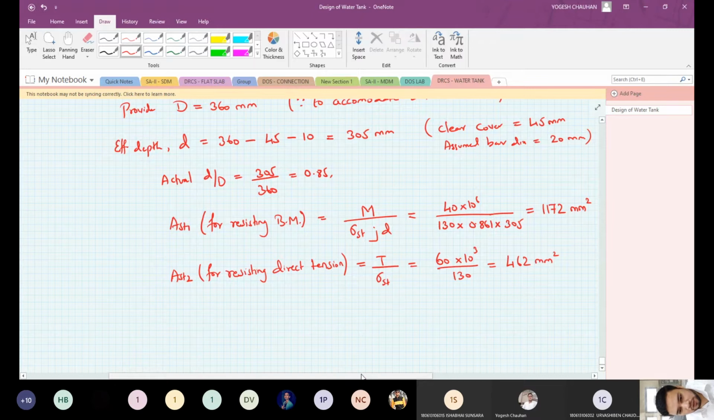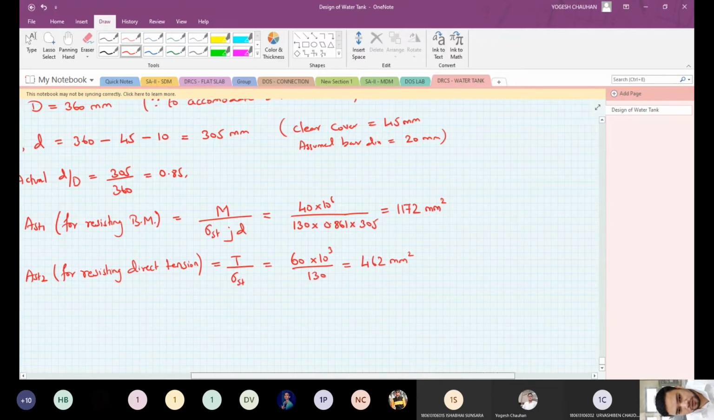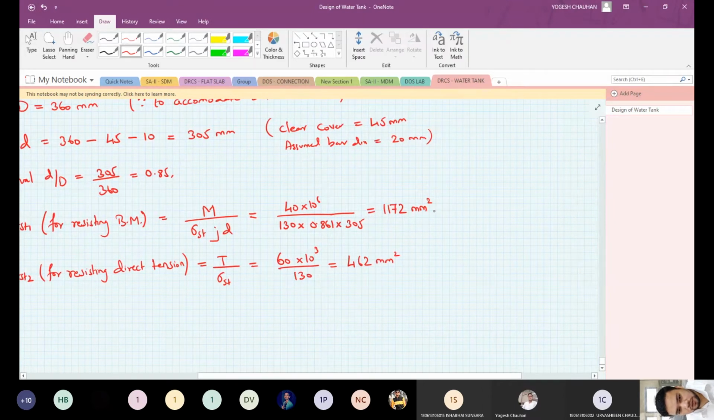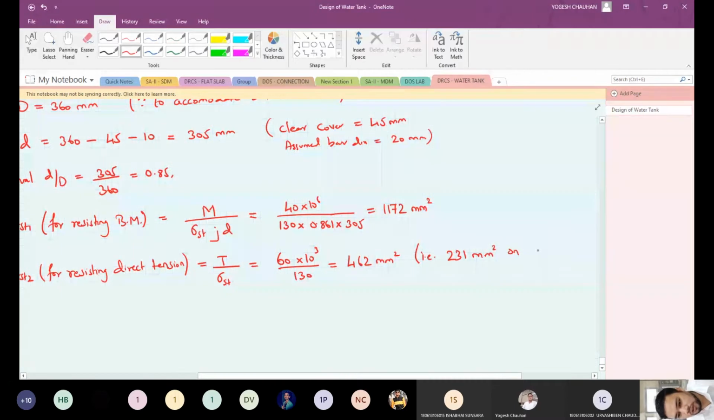And this direct tension steel is to be provided on both the faces. So on each face, half of this will be provided. So it will be 231 mm square on each.